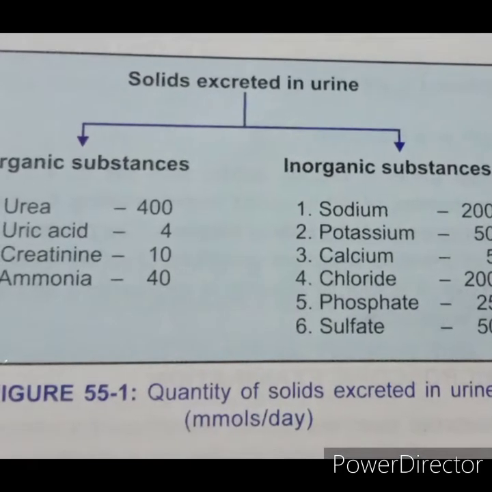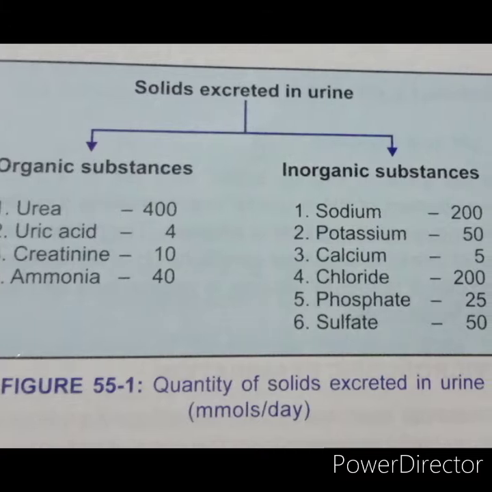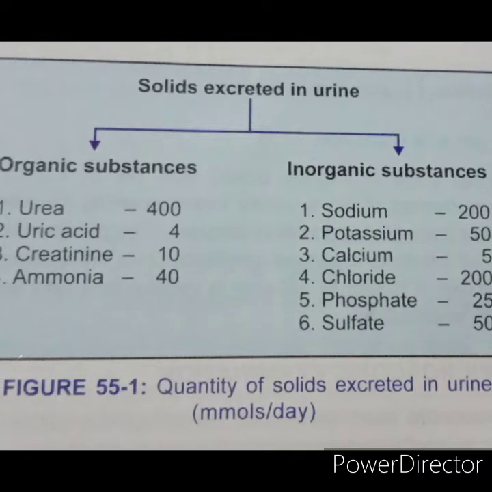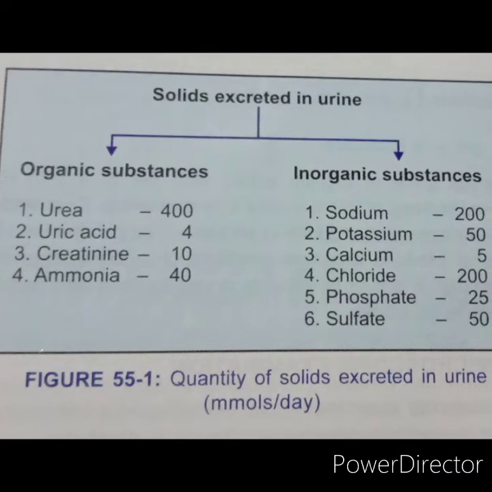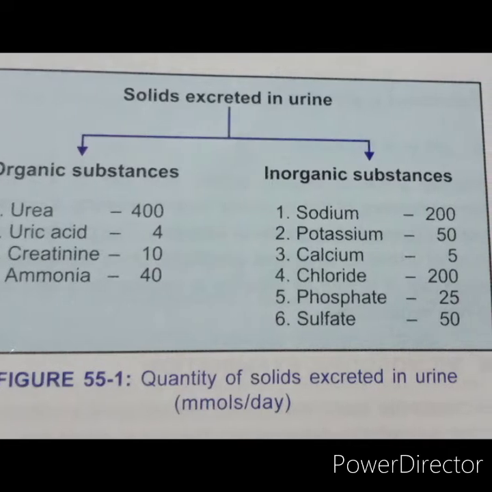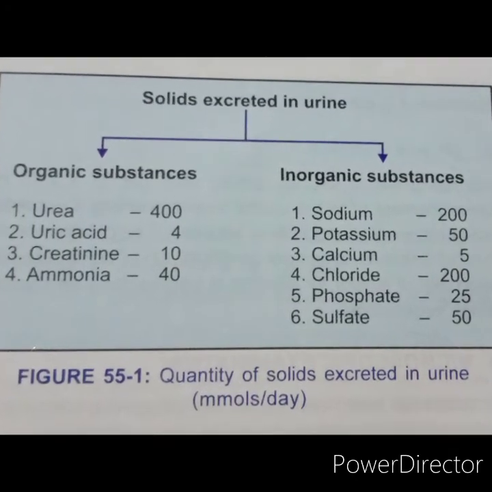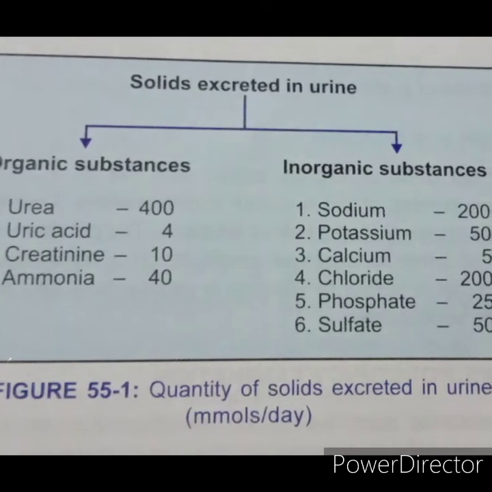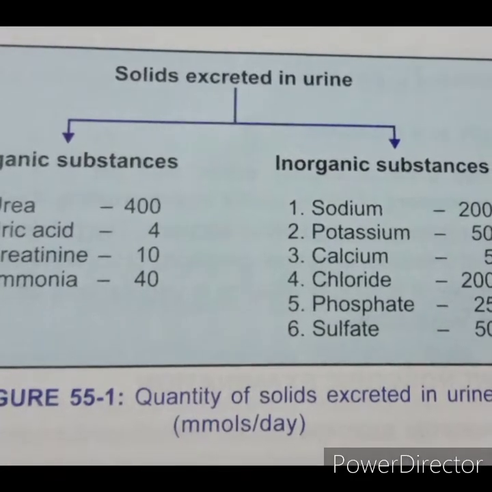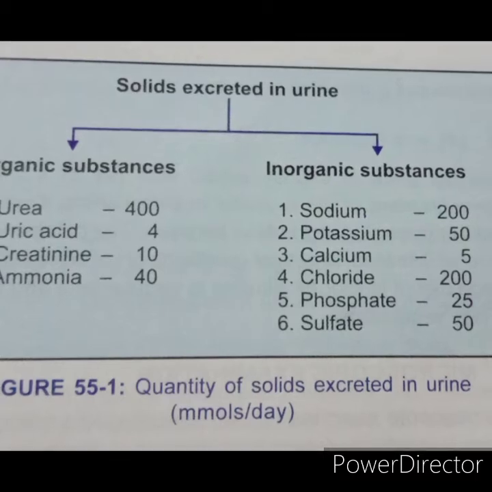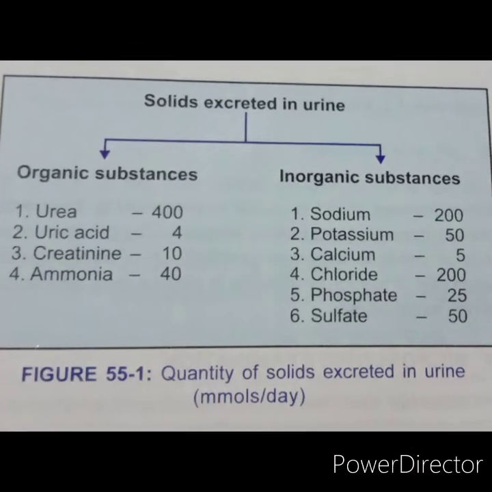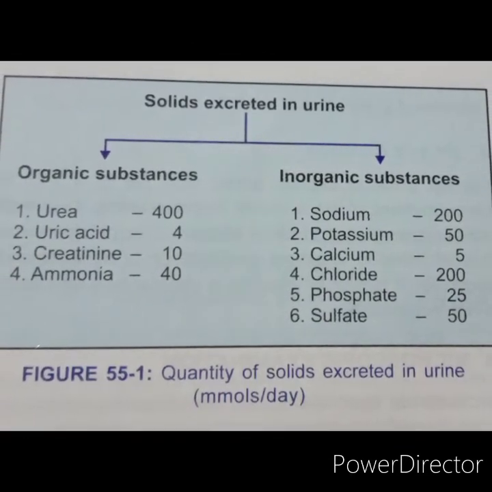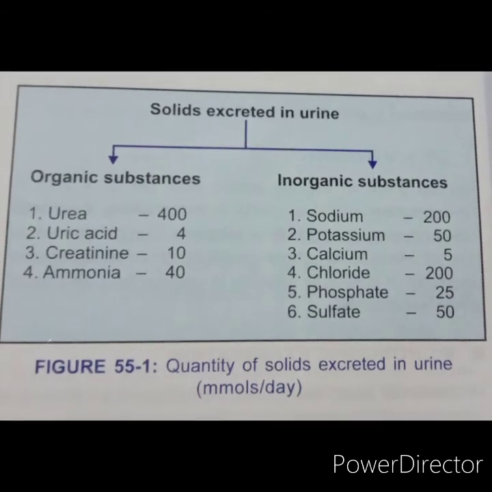Inulin clearance. A known amount of inulin is injected into the body. After some time, the concentration of inulin in plasma and urine and the volume of urine excreted are estimated. For example, the concentration of inulin in urine is 125 mg per deciliter. The plasma concentration is 1 mg per deciliter. The volume of urine output is 1 ml per minute. Thus, glomerular filtration rate equal to UV by P equal to 125 into 1 by 1 equal to 125 ml per minute.